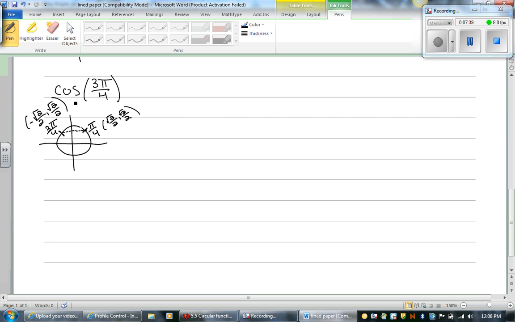Okay? So, cosine is your x-coordinate. So this very simply equals negative radical 2 over 2.